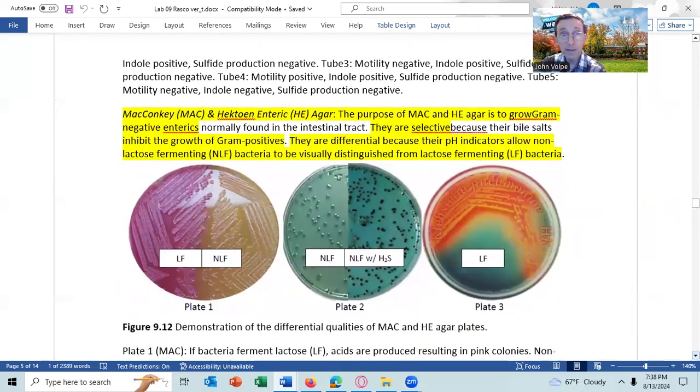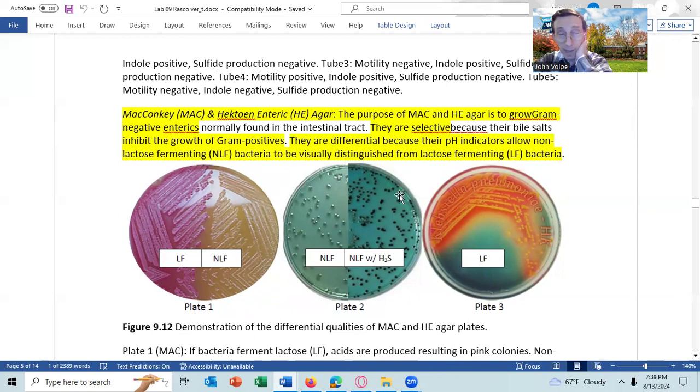All right, the MAC and HE plates are looking to see if the bacteria is gram-negative. If there's growth on a MAC or HE plate, the bacteria is likely to be gram-negative. About 95% of the time, it'll be gram-negative. And that's because the MAC plates and the HE plates have additives which select against gram-positive.